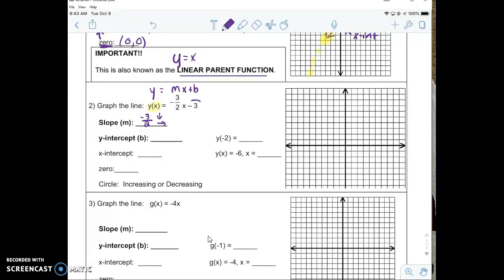My y-intercept, I need to be careful. I'm always looking at the sign in front of that number. My y-intercept, or b value, is negative 3. As an ordered pair, this is the point 0, negative 3.